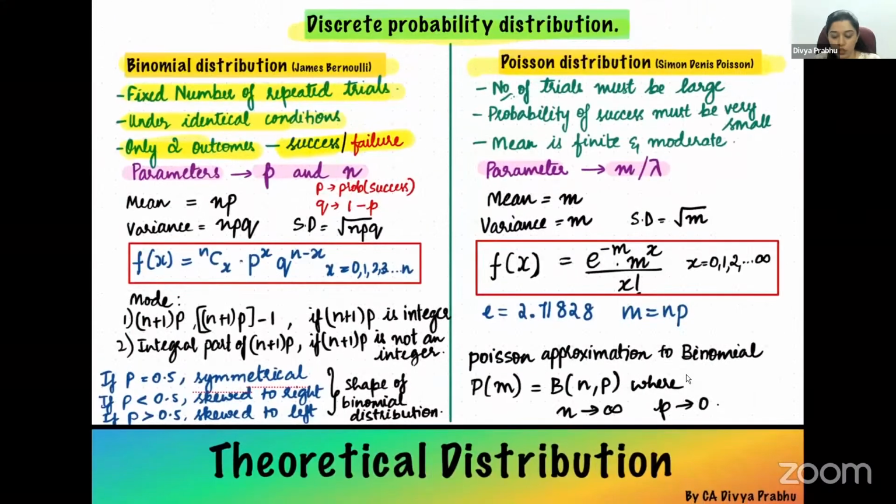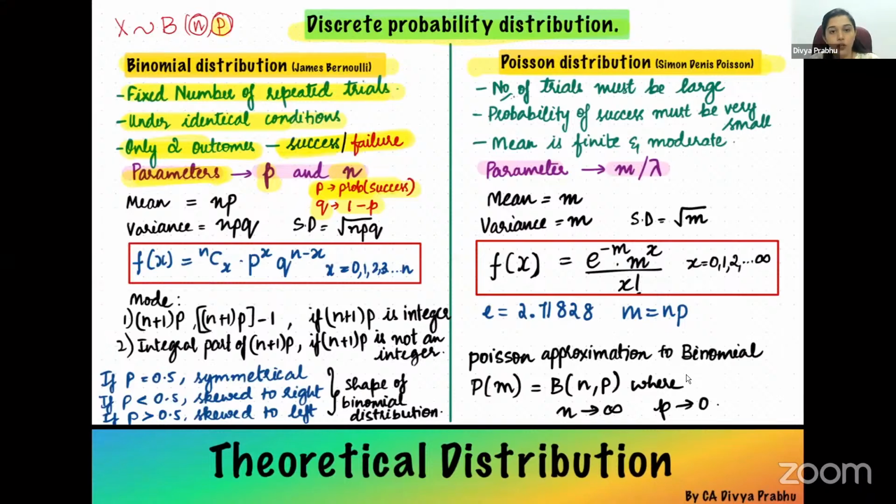Now, this binomial distribution has two parameters, which are P and N. Basically, we define it as X follows binomial distribution with the parameters N, P. Here N is nothing but the number of trials, whereas P is the probability of success in one trial. So, in every trial, what is the probability of success? That is P. Now, Q is 1 minus P, which is the probability of failure. It's basically the complement of success, which is failure.